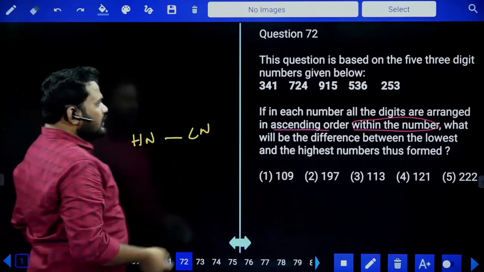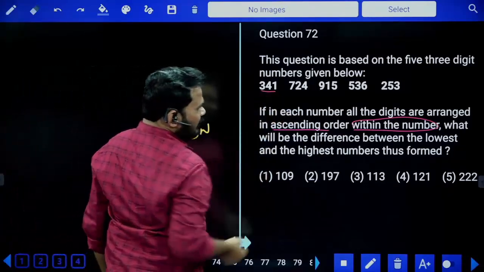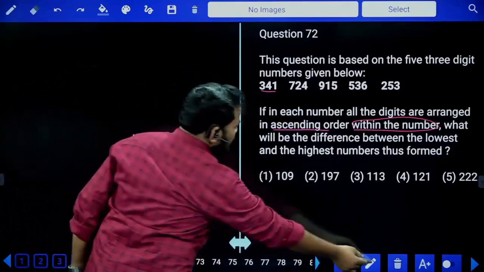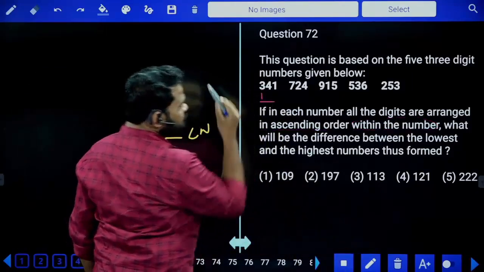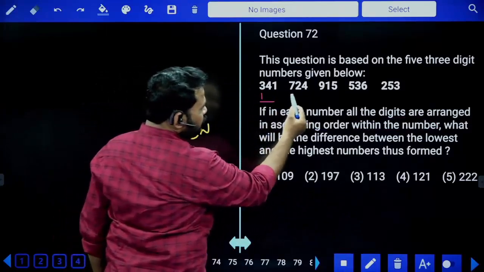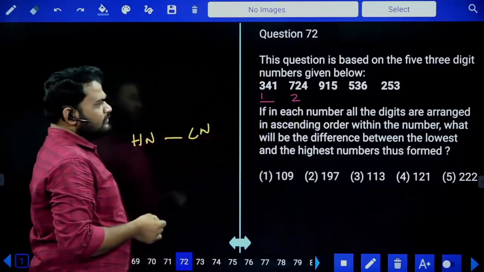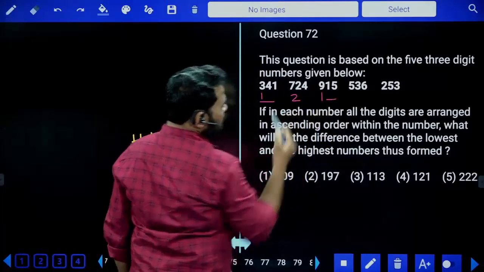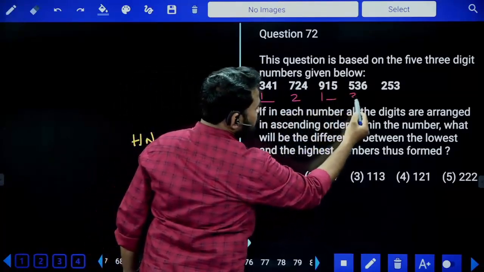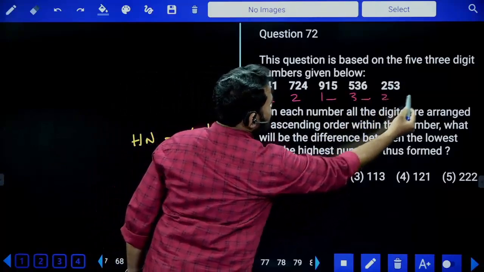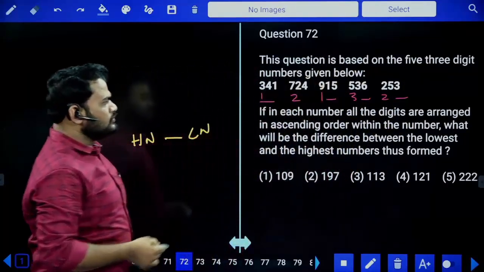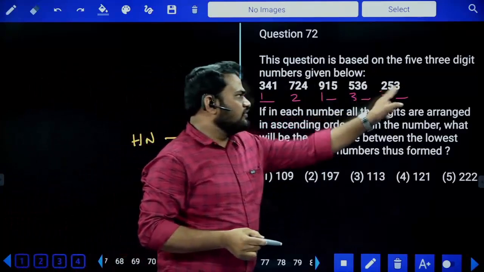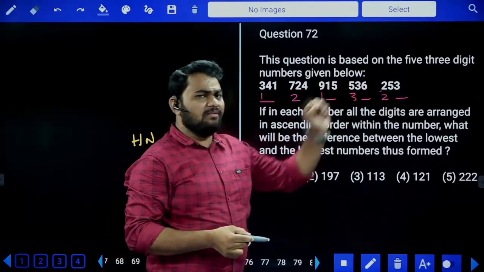So for that reason 341 in ascending order will be starting right from 1. Next, 724 will be starting with 2. Next, 915 will be starting with 1. Next it starts with 3, and next one starts with 2. As the least digit among these three is 2, the ascending order will be starting with 2.